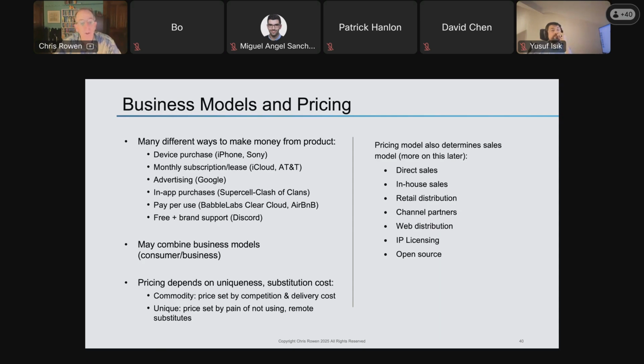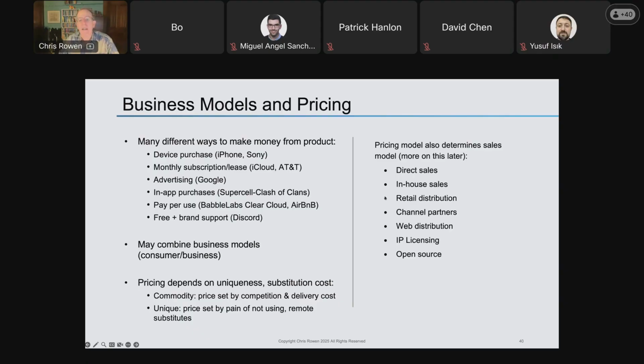If your product is more unique, the price is set by the pain of not using the product. The user gets to decide how much is it worth to me, and what level of substitution is possible. I can't get the same product from somebody else, but there's another way to clean up my spill. I could use paper towels, but I have to get down on my hands and knees. And so I'm willing to pay some premium for a mop because it has a handle.